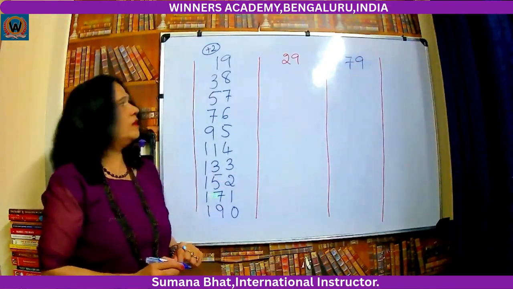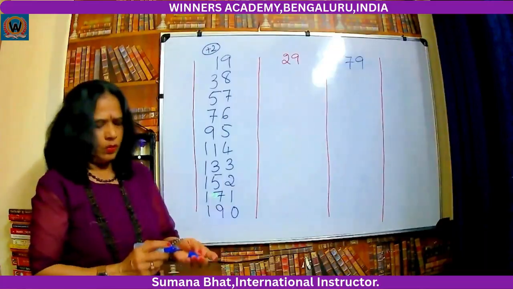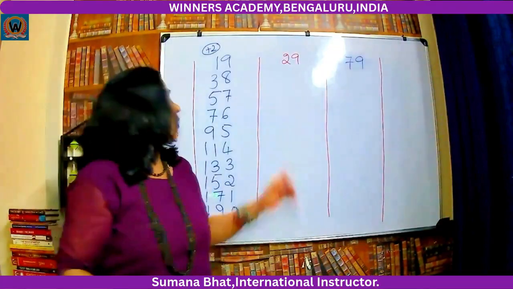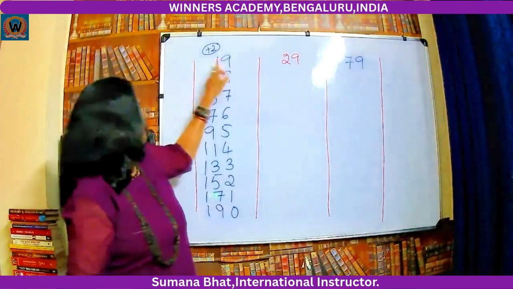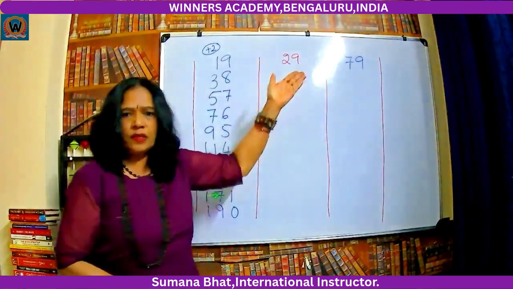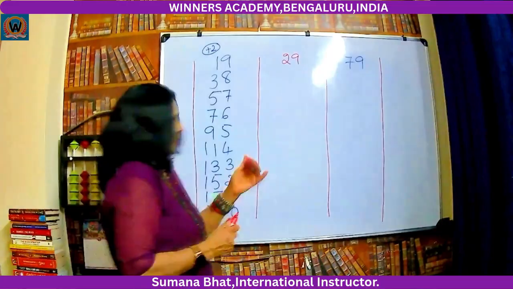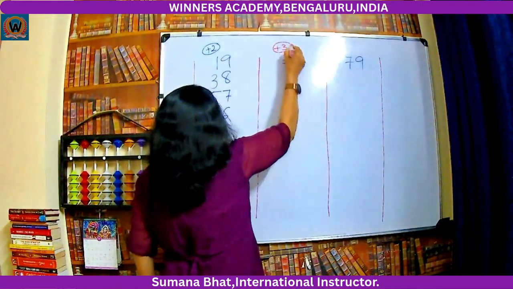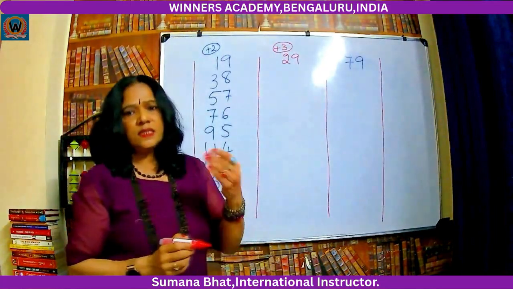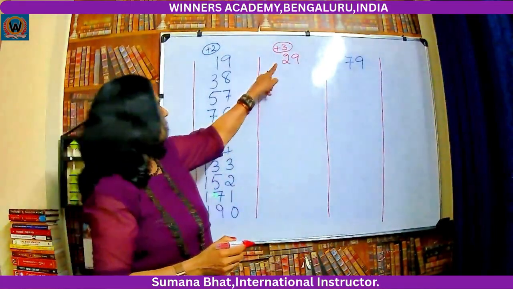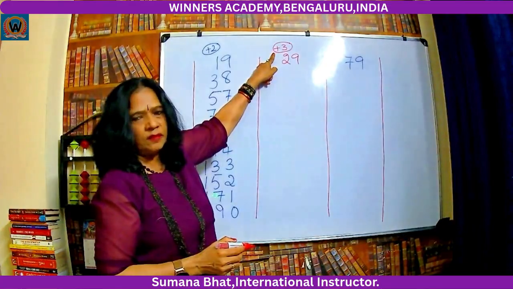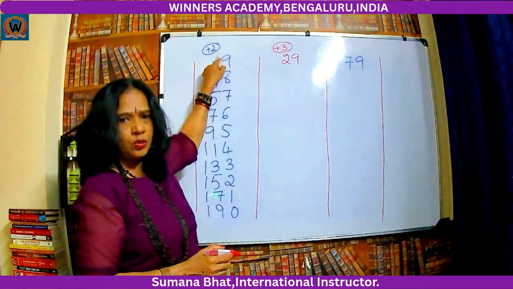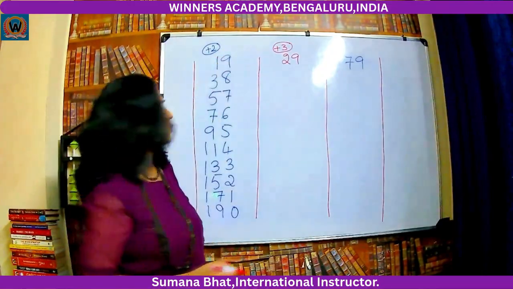Now let us see the multiplication table of 29. Same method we are using. There we added 1 to the given number. Here also add 1 to the given number. So 2 plus 1 is 3. I'll write here plus 3. Plus 3 means each step you have to add 3. Given number is 2, add plus 3. For 19 the given number was 1, and we added 2.